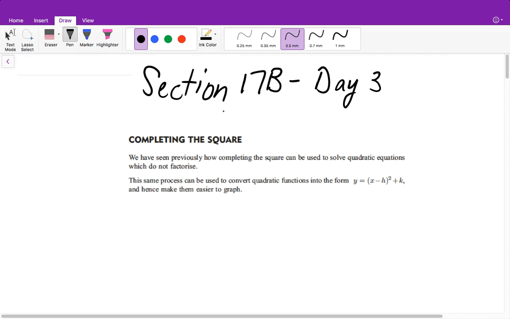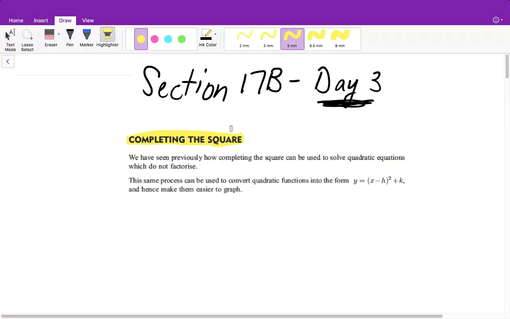All right, we're now moving on to the next part of this section 17b, which is day 3. And this is nothing new. We are doing completing the square. This is something that you are all able to do. We've been practicing. We've done tons of times. It was on your semester exam. So it's something that I know you can all do. There's just one slight variation to it.